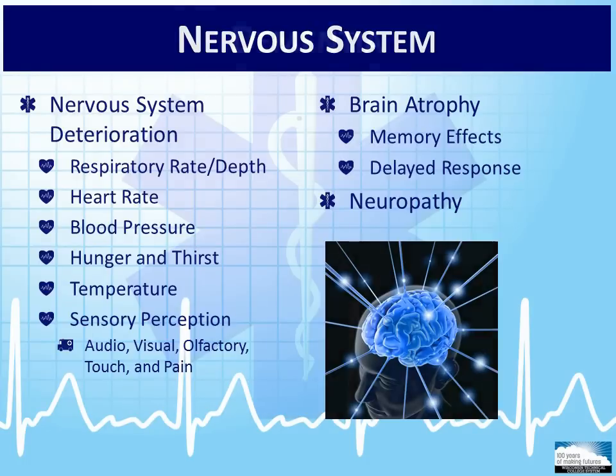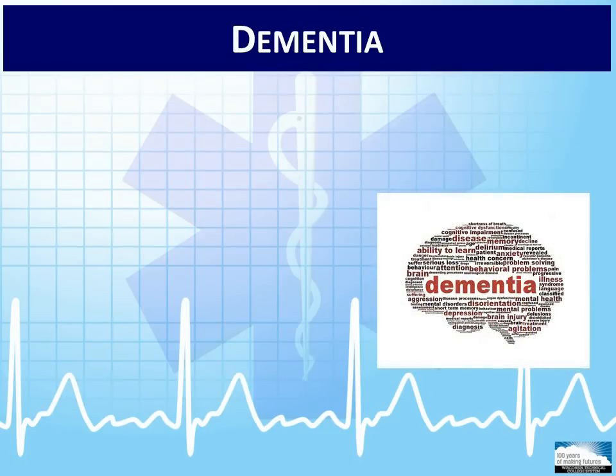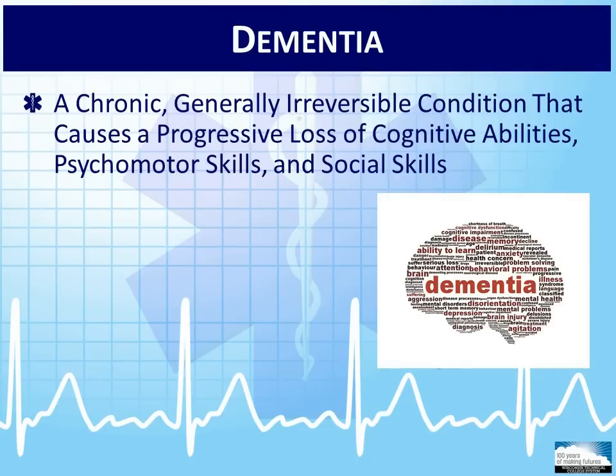Given these neurological changes, geriatric patients are at an increased risk for developing dementia, which is a chronic, generally irreversible condition that causes a progressive loss of cognitive abilities, psychomotor skills, and social skills. Dementia affects a person's memory, thinking, language, judgment, and behavior to varying degrees. Geriatric patients with dementia are at a higher risk for injury, abuse, self-neglect, wandering, and can be taken advantage of by others without realizing anything is wrong.